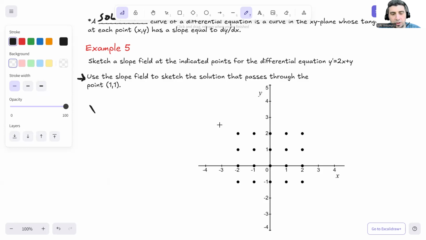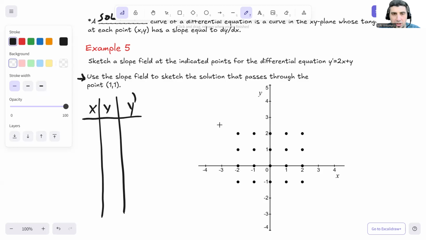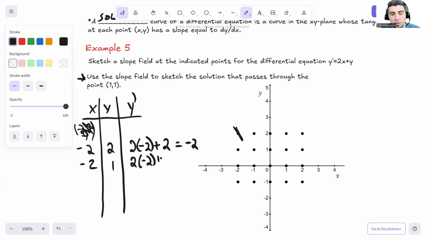So we could do that table of values again, x, y, and then y prime. If we start, we could go in any kind of order you want. I'm just going to go in the upper left. So negative 2, comma 2. Actually, let's just put negative 2 here and 2 here. So y prime is 2 times the x value plus the y value, which is negative 2. So this slope right here would be a slope of negative 2. If I go 1 point down, that would be the point negative 2, 1. So 2 times the x value plus the y value, which is negative 3.